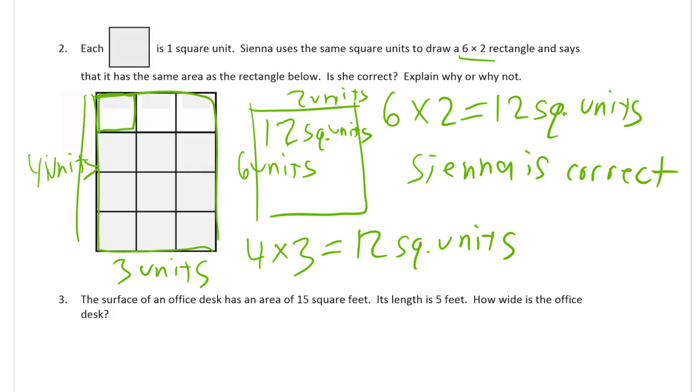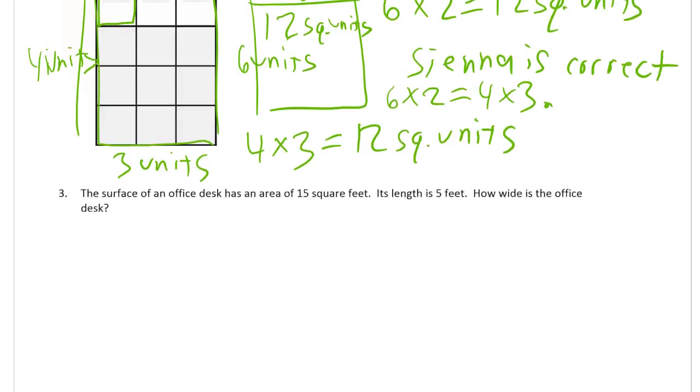Now all these labeled pictures and these multiplication equations, those are my explanation. But I'm just going to finish my sentence with the details that 6 times 2 equals 4 times 3. And I could write equals 12 also. They both equal 12. I could do that too.